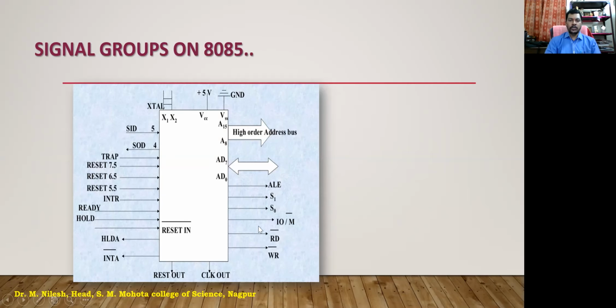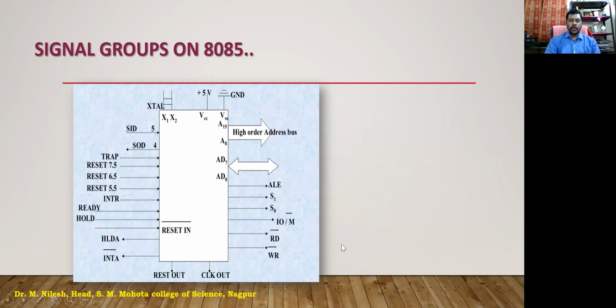Then we have IO/memory bar. Whether the instruction is concerned with the input output devices or with the memory is monitored by this pin. This is called IO oblique memory bar. Then we have read bar, then write bar.